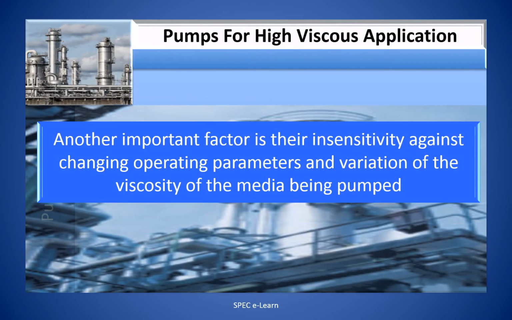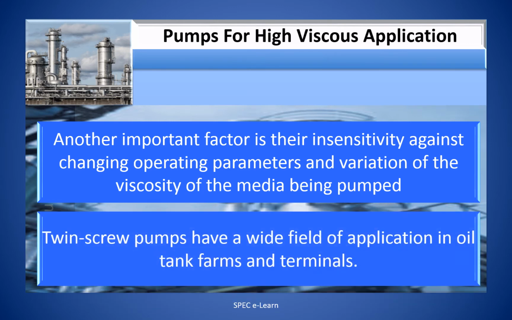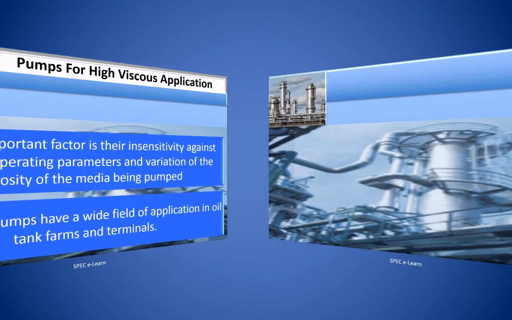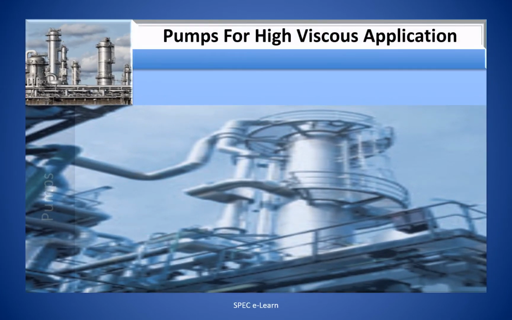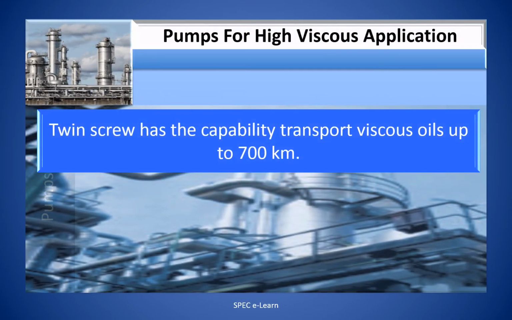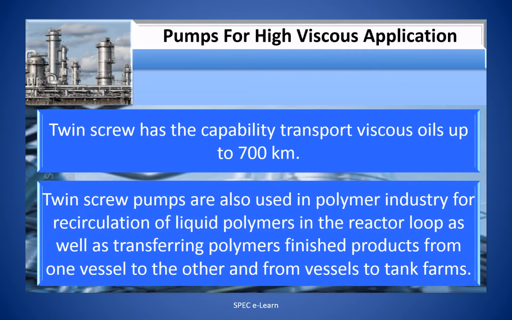Another important factor is their insensitivity against changing operating parameters and variation of the viscosity of the media being pumped. Twin screw pumps have a wide field of application in oil tank farms and terminals. A twin screw pump has the capability to transport viscous oils up to 700 km. Twin screw pumps are also used in the polymer industry for recirculation of liquid polymers in the reactor loop, as well as for transferring polymer finished products from one vessel to another and from vessel to tank farms.